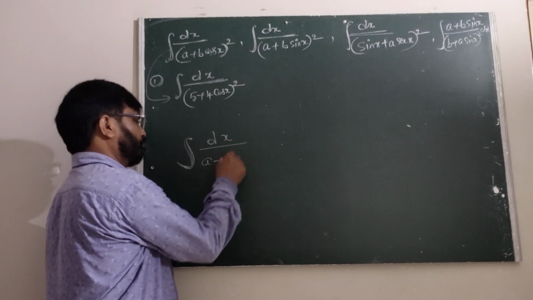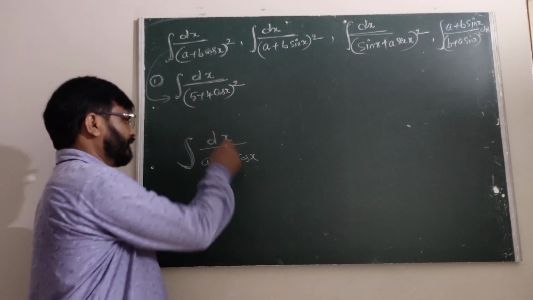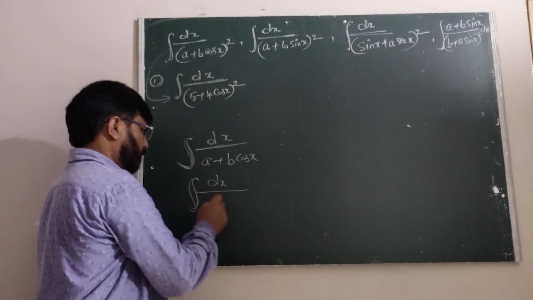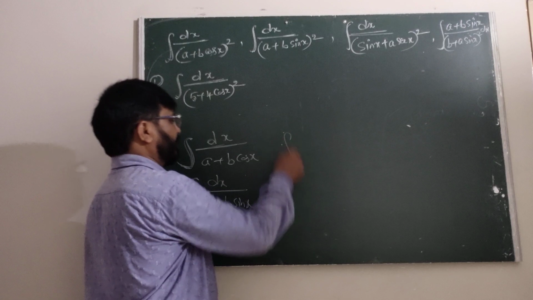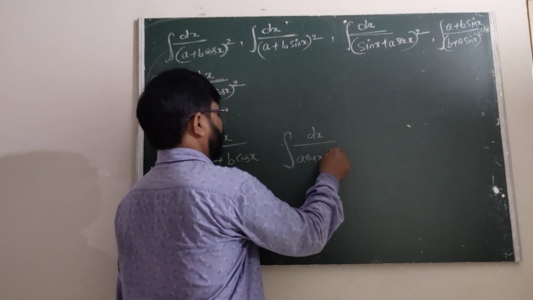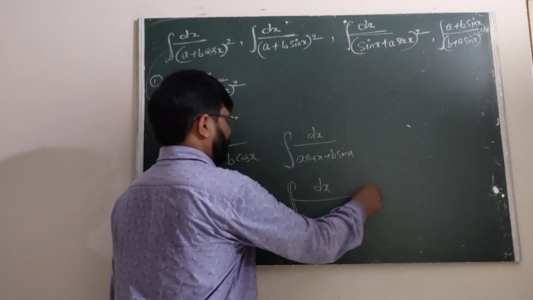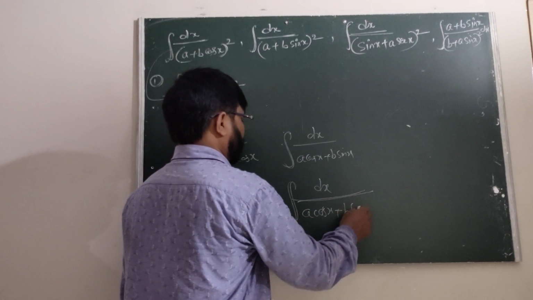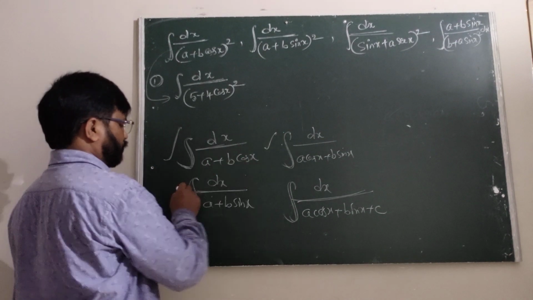dx by a + b cos x, or dx by a + b sin x, and another one is the integral dx upon a cos x + b sin x, and the integral dx upon a cos x + b sin x + c. How to evaluate these types? This is the 1, 2, 3, 4.